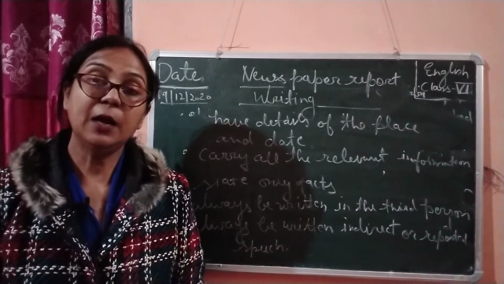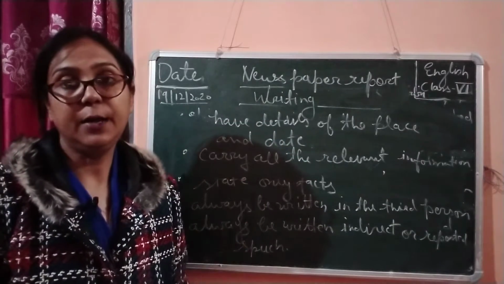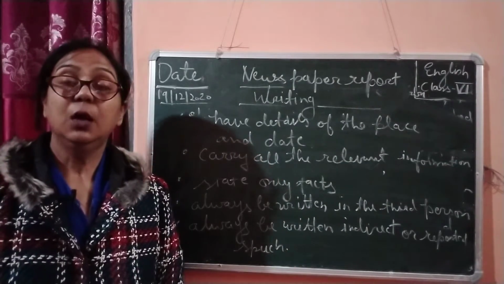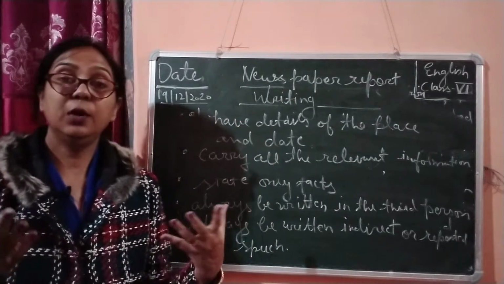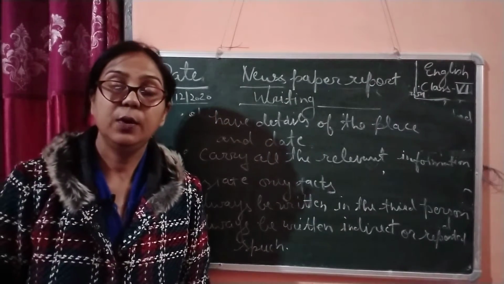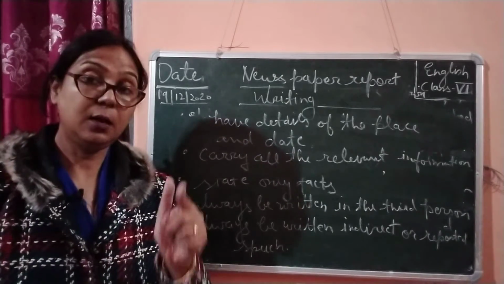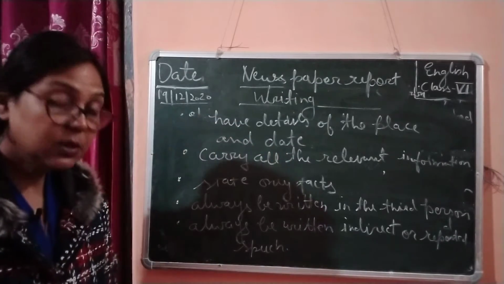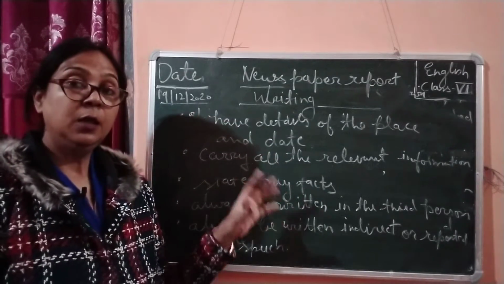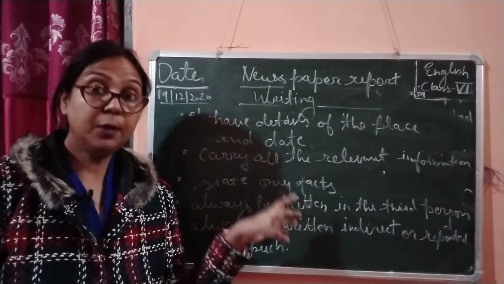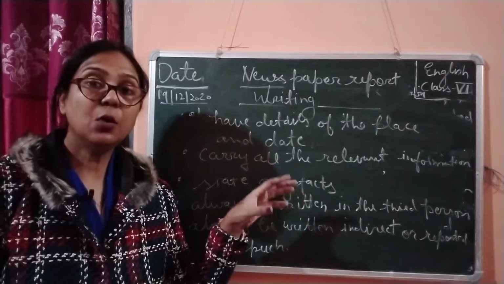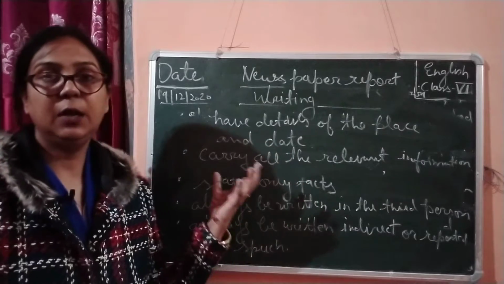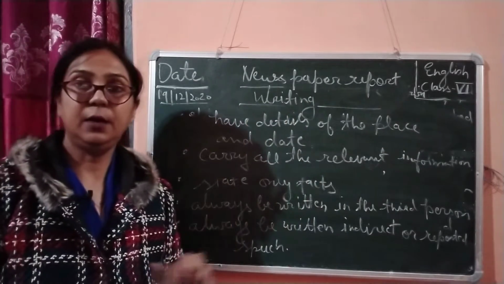Then you should start your newspaper report writing. Otherwise, it is worthless. You will not be able to convey your message or your information to the readers. So collect exact information and then write this newspaper report. Okay, children? This is very important. It should not be based on your imagination. It is based on the fact, what happened. That is very important whenever you are writing a newspaper report.